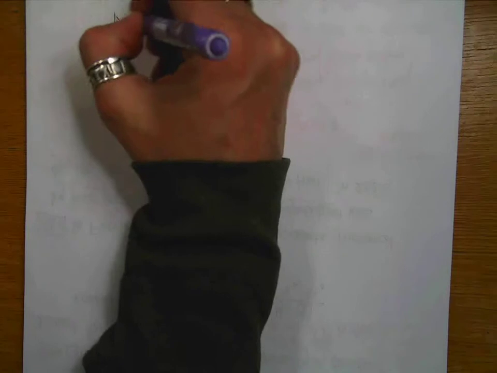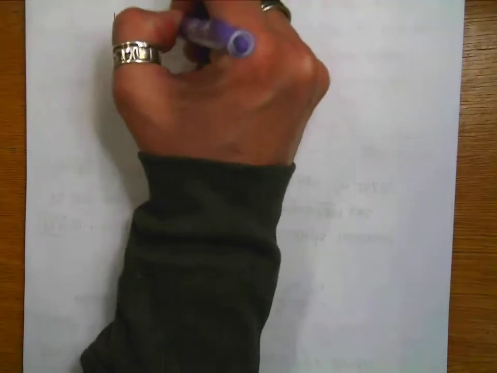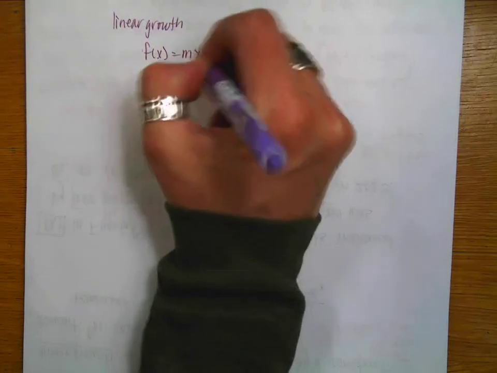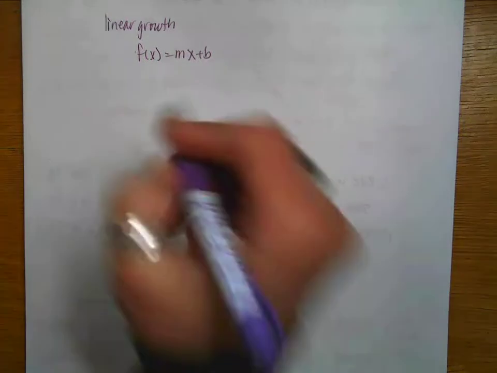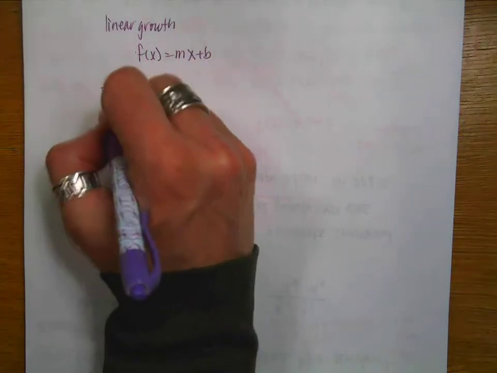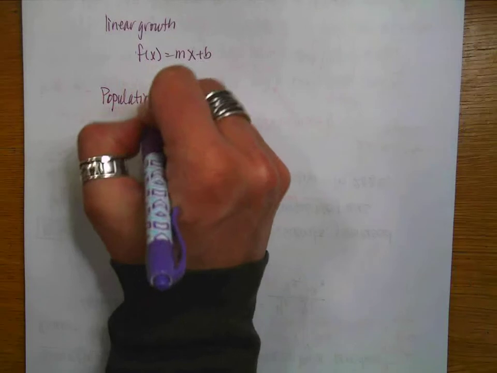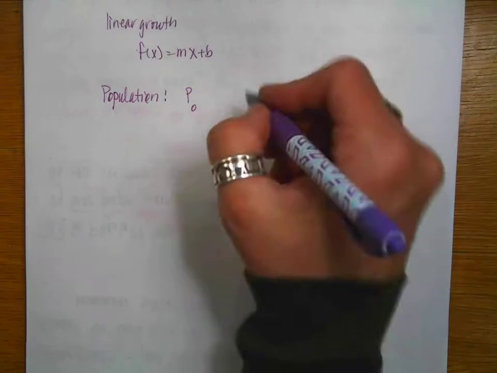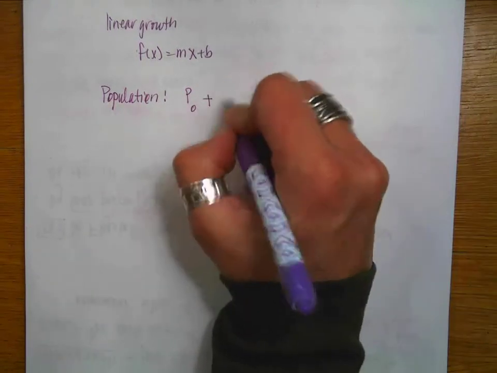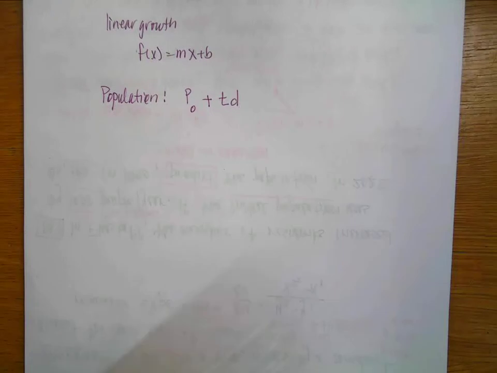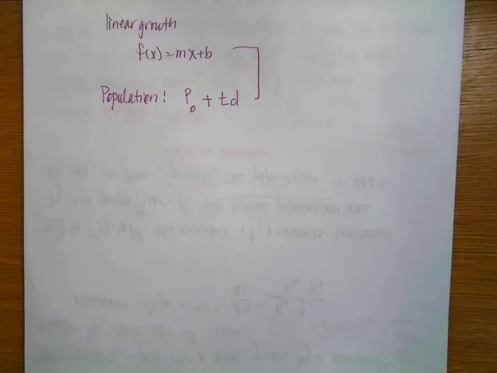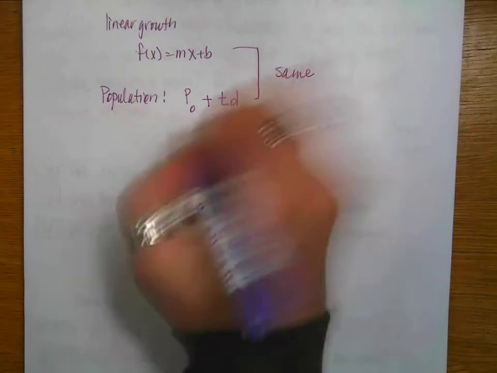So in this particular chapter, we're going to talk about linear growth. So previously we would have said f of x is equal to mx plus b. But oftentimes in this particular chapter, we're going to be talking about population. So they rewrite the model a little bit. So they say it's going to be p sub 0, and I'll define the variables in a minute, plus t times d. So these two formulas are exactly the same. They just have different variables, okay?